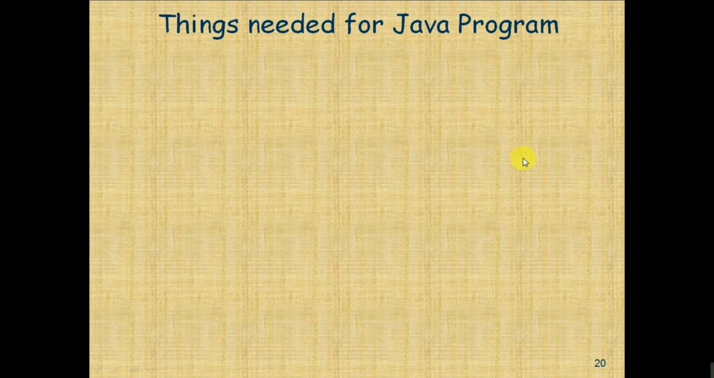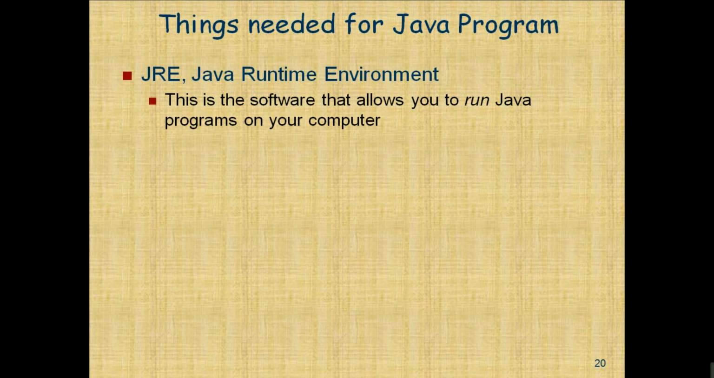Things needed for a Java program. If you want to execute a Java program, you might require a couple of things. The first one is JRE, the Java Runtime Environment. As we discussed in the previous slides, this is software that allows you to run Java programs on your computer. It is also called the runtime.